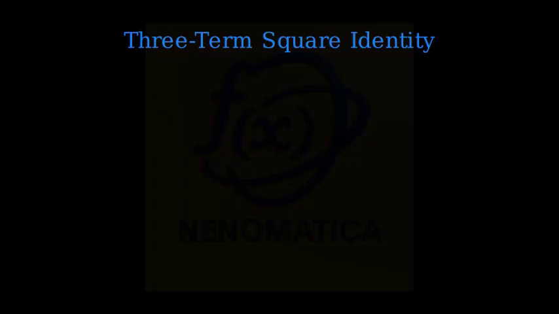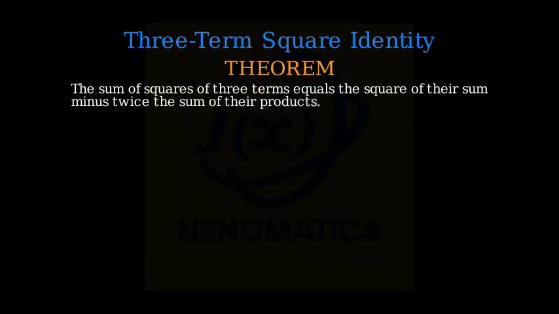Let's start by stating the theorem. The theorem states that the sum of squares of three terms, a, b, and c is equal to the square of their sum minus twice the sum of their products. We can write this mathematically as a squared plus b squared plus c squared equals the quantity a plus b plus c, all squared, minus 2 times the quantity ab plus ac plus bc. This is a very useful algebraic identity that has applications in various mathematical problems.